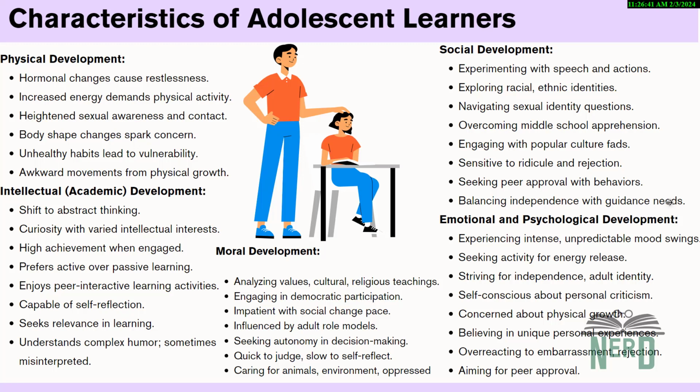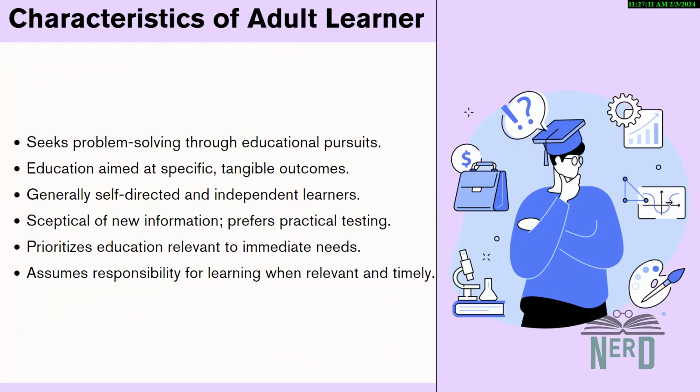So in summary, adolescence is a time of exploration, growth, and sometimes confusion, right? And it's a roller coaster ride for physical, intellectual, social, emotional, and moral development. Now, let me tell you the characteristics of adult learners, right? Very important. Now we have already discussed the adolescent. Now we can go into the adult learner.